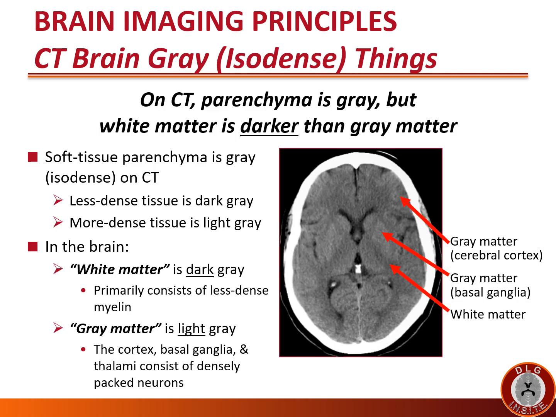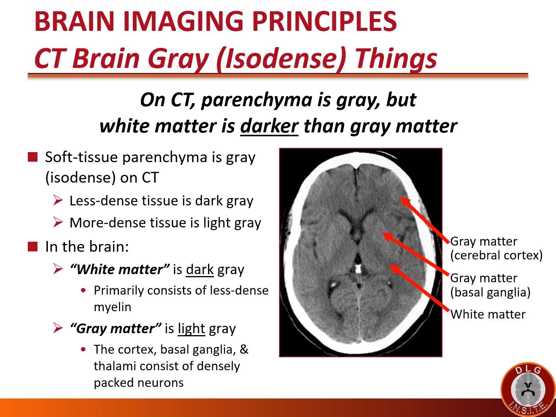This slide shows things that are gray or isodense on a CT. On the CT, parenchyma is gray, but there are different shades of gray. White matter is actually darker than gray matter. So first of all, soft tissue parenchyma is gray or isodense on a CT. And less dense tissue is dark gray. More dense tissue is light gray. In the brain, white matter is dark gray because it primarily consists of less dense, fluffy myelin. Whereas gray matter is a lighter gray because it's more dense.